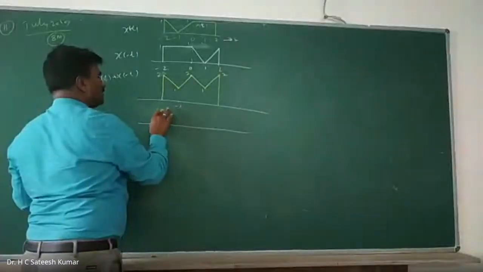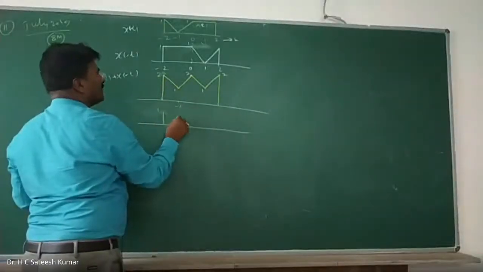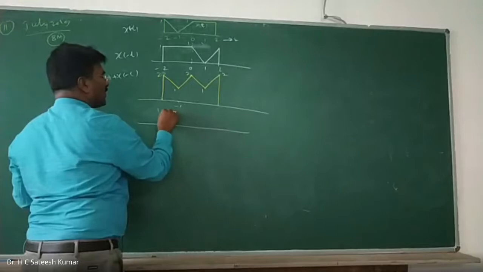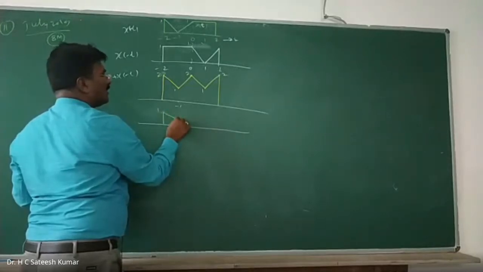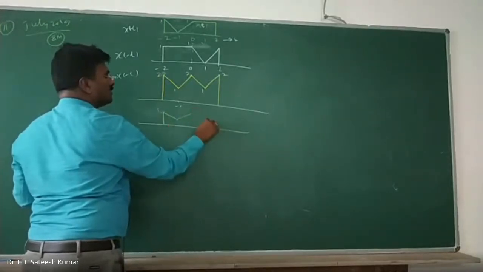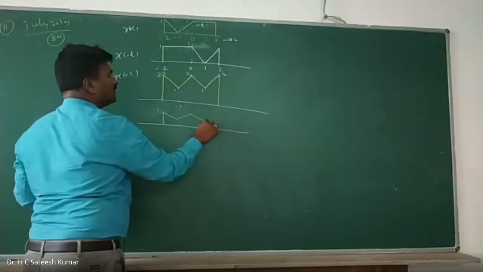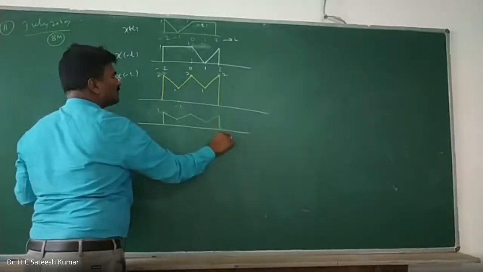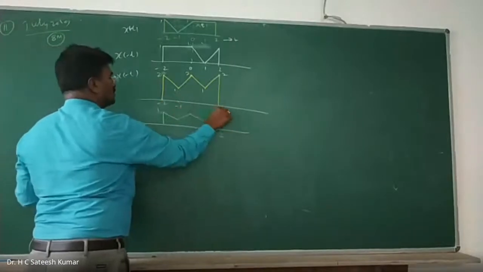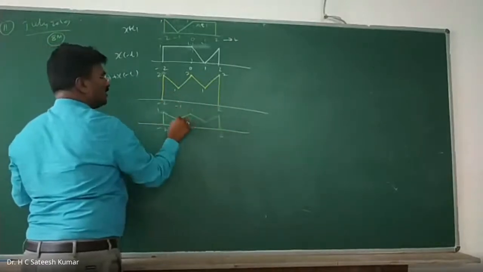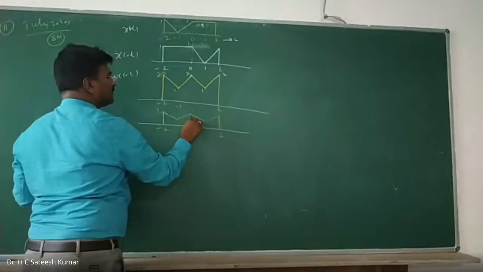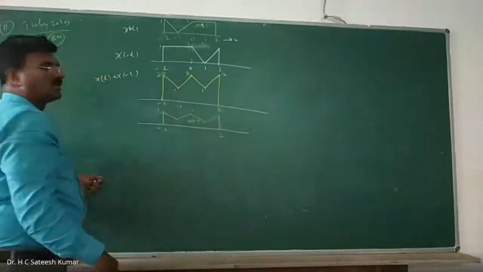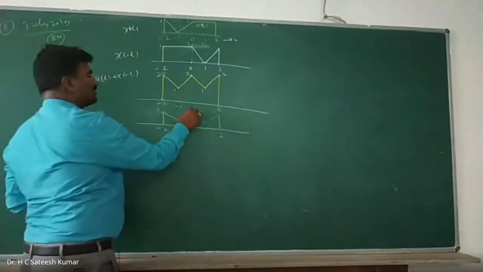Sorry, this is 1, and decrease it to 0.5, and this is 1. This is 0.5. This is 1 like this. This is 2, minus 2, 2, minus 2, 1, and this is 0.5. So that is an even function, and this is 0.